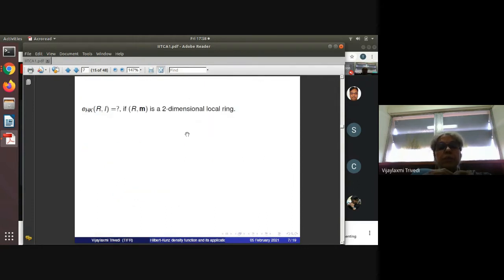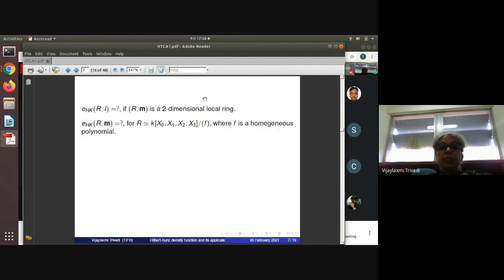Okay. So as a result, we have this. If I take, say, a two-dimensional local ring, still we don't know the answer. Suppose we take a three-dimensional hypersurface ring. Even if F is homogeneous, we still don't have any good answer for this.